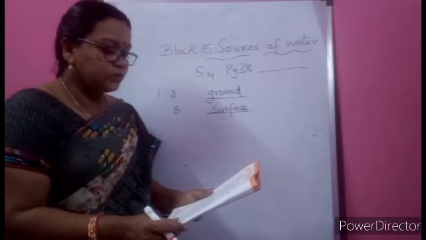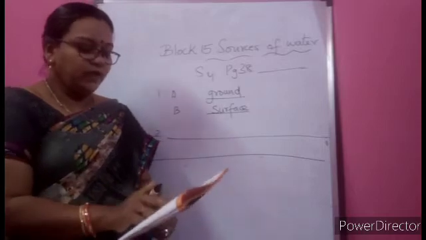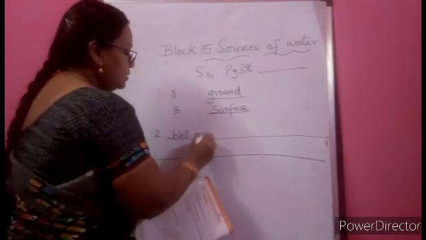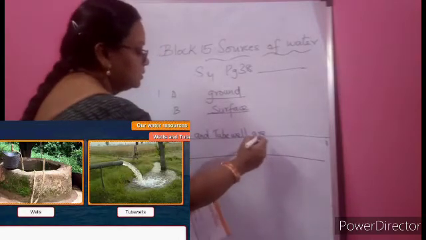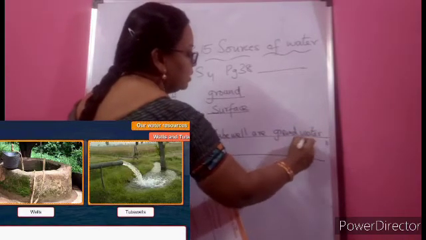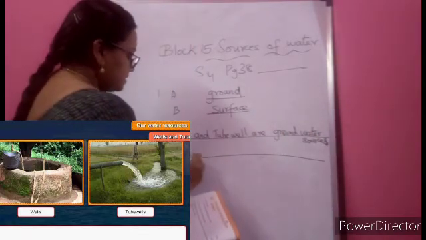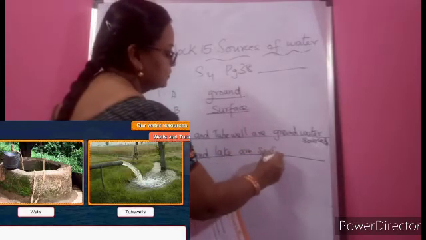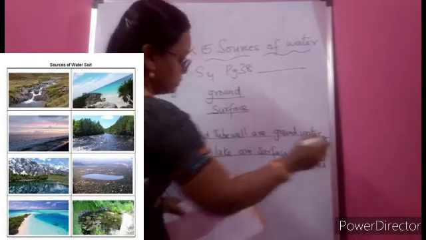Which of these sources of water are the same? What is the same about them? Well, sea, lake, tube well. Very good. Well and tube well are groundwater sources, right? They are under the ground, groundwater sources. Write neatly, children. Next, sea and lake, children. Sea and lake are surface water sources. You can write sources of water, or surface water sources also.